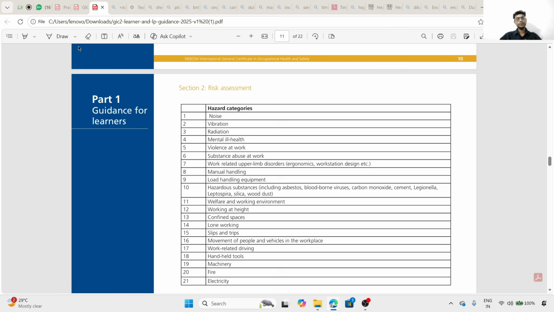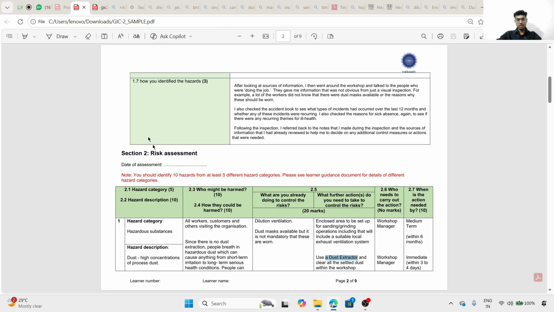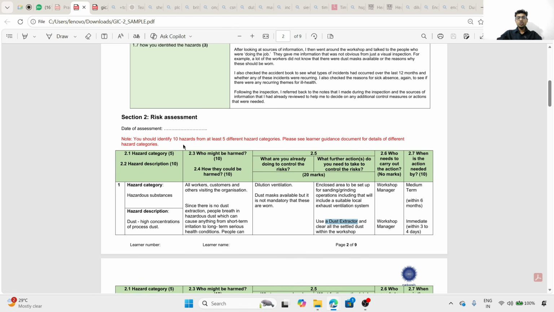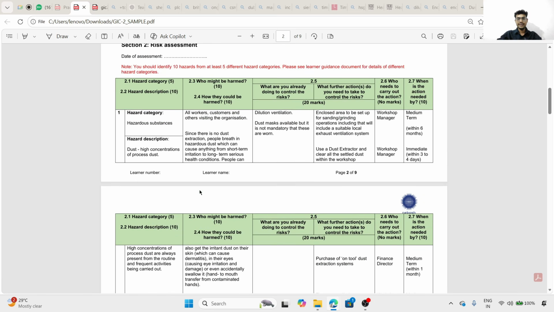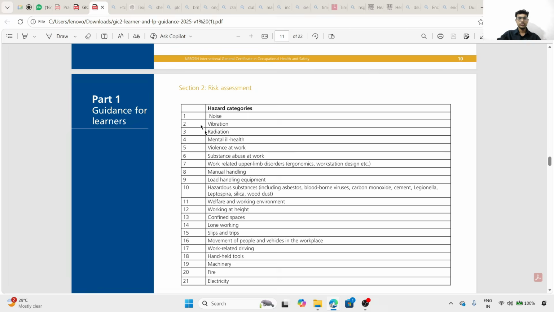Now coming to the assessment here, you should choose 10 hazards. Here you can see one hazard, and I shall describe it to you. Here in 2.1, that is the hazard category, and 2.2, that is the hazard description. In the hazard category, we had seen the 21 hazard categories.